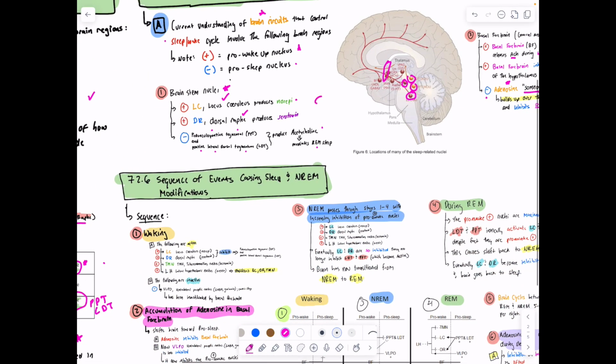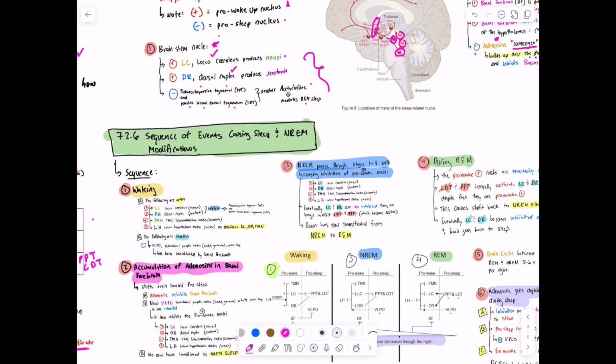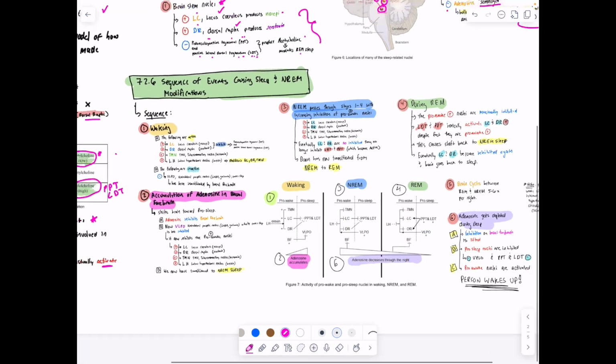And then all these other guys are going to be pro-awake in the case of locus coeruleus and dorsal raphe, and in the case of PPT and LDT, pedunculopontine tegmental and pontine lateral dorsal tegmentum, those are pro-sleep. Okay, so then what's the actual sequence?